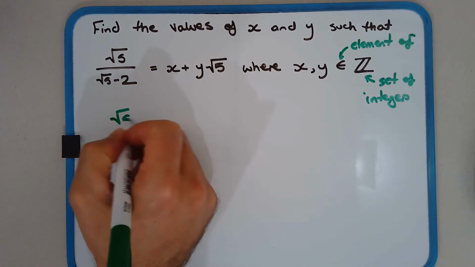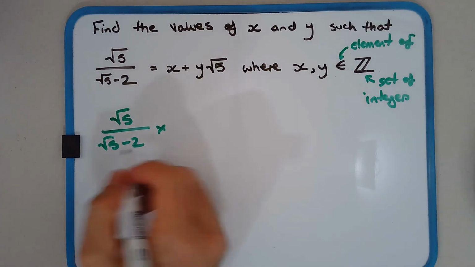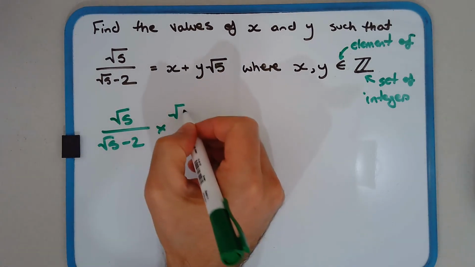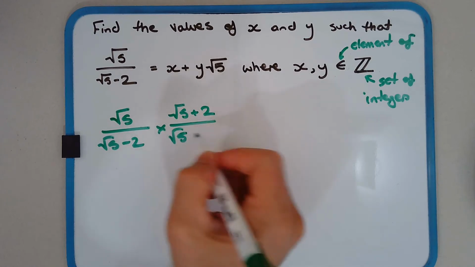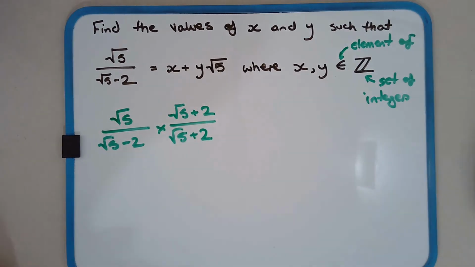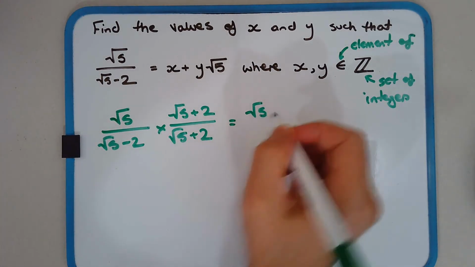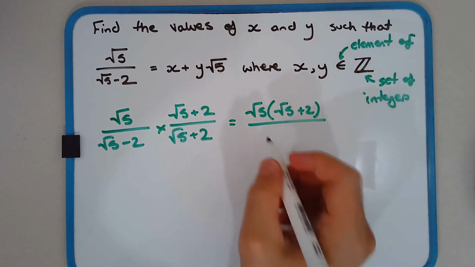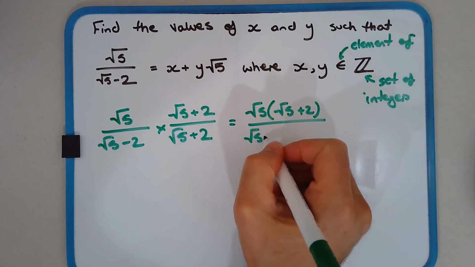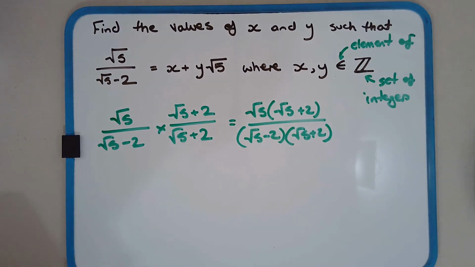So let's start with root 5 over root 5 minus 2. We're going to multiply by the conjugate of the denominator, and the reason we do that is the principle of the difference of two squares. That gives us root 5 over root 5 plus 2, over root 5 minus 2 over root 5 plus 2. So there's your a minus b, a plus b.